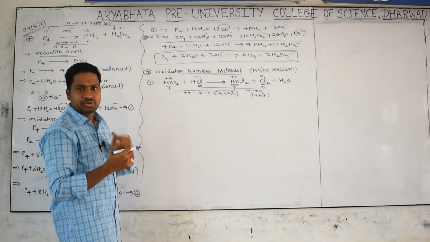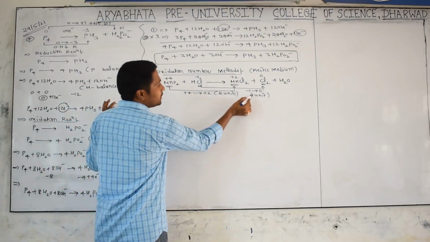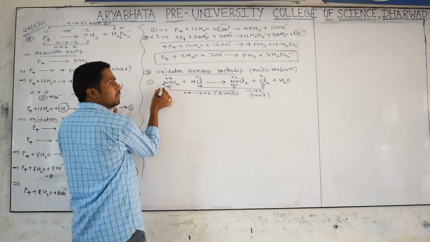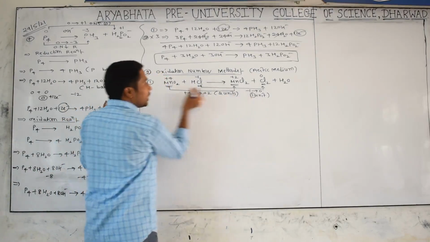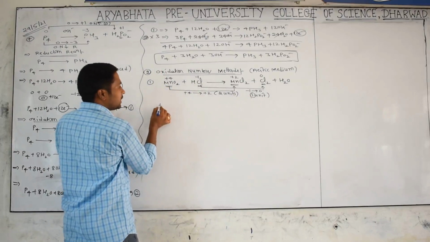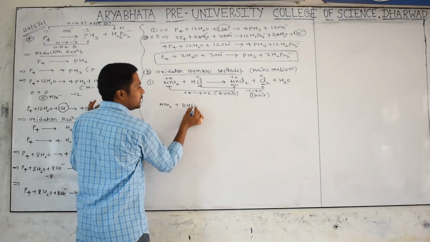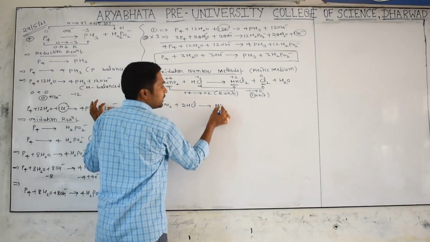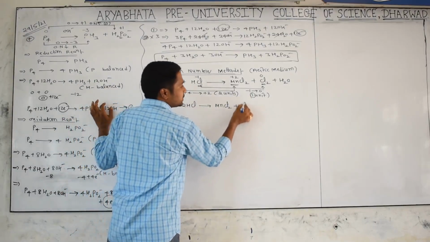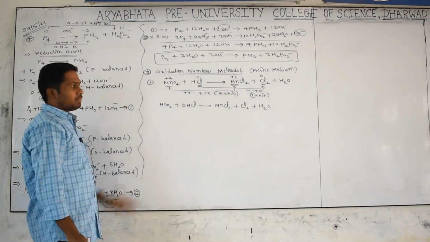Later, what do we have to identify? First we have to calculate the change in oxidation number. Later we have to do cross multiplication. With this we have to multiply this one. With 1 we have to multiply MnO2 and with 2 we have to multiply this one. Then we are getting MnO2 plus 2HCl gives rise to MnCl2 plus Cl2 plus H2O. Okay, the first step is over.